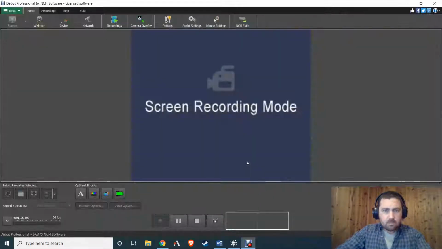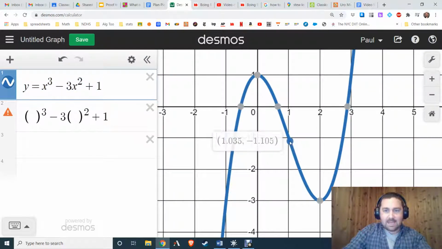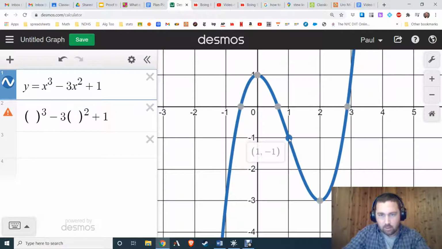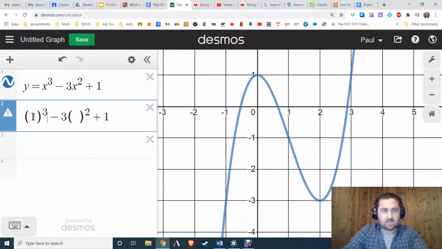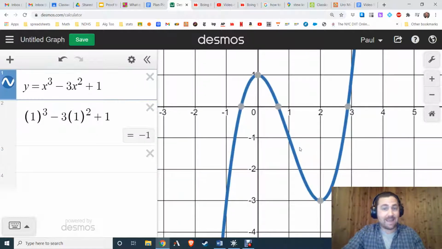And to show you, I have this quick Desmos activity. I've graphed this equation y equals x cubed minus 3x squared plus 1. Over here, it's this blue kind of like swoopy curve. And if I take any single point on this, I'll take the point 1 comma negative 1. If I plug in 1 for the x value, we get negative 1 as our y value. Because the equation is all the points that satisfy this relation, and the graph is all the points that satisfy this relation.